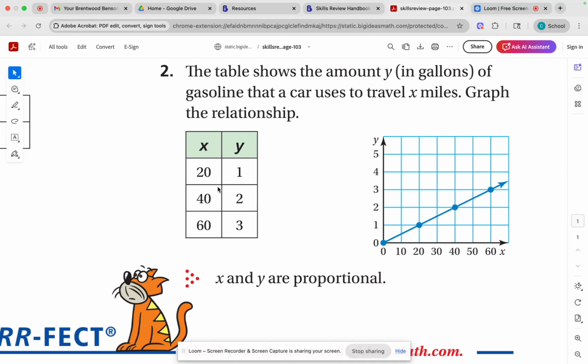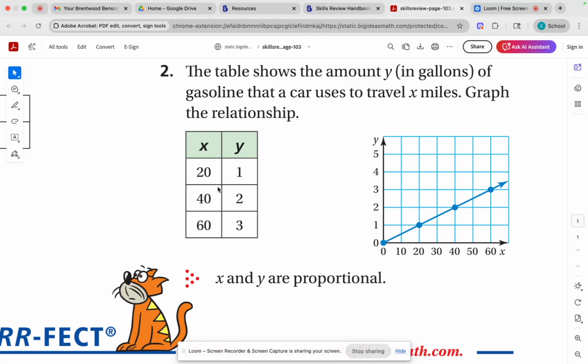Could I make my slope-intercept form line here? Yes, I need to know the B. Can anybody tell me what the B is on this graph? Y equals mx plus B? 0. Do we agree with him? Yes, because that's where it crosses the Y line. 0. What is my slope?